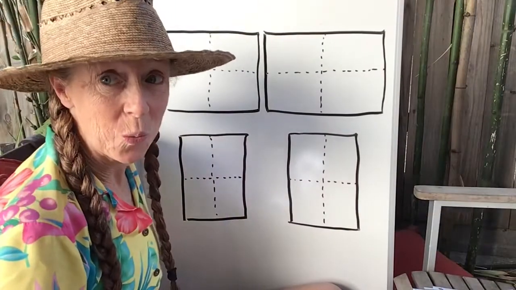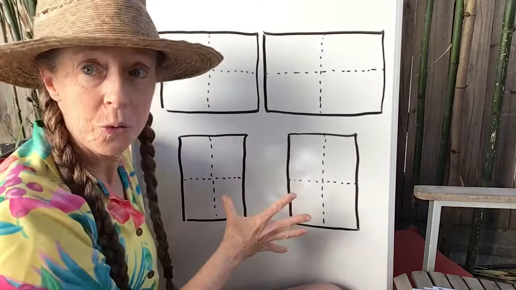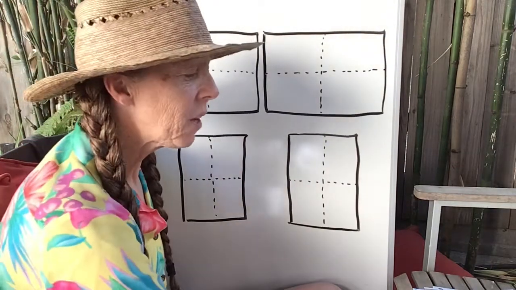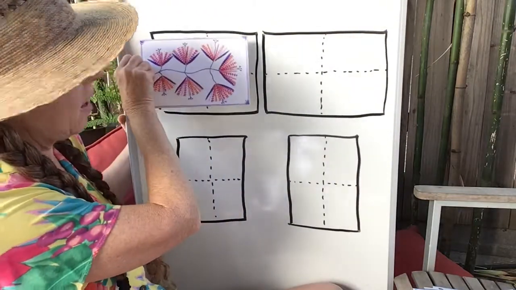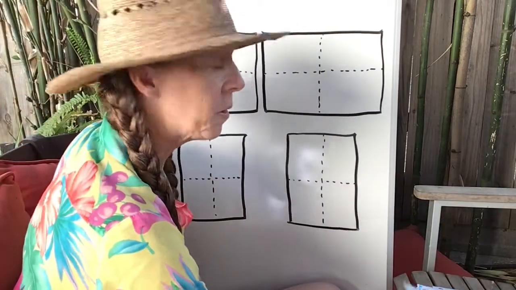Okay, so we are going to sketch out our fans and I'm going to show you how to arrange them in a balanced, aesthetically pleasing way. So you've got your folded piece of paper. This represents half of your 8.5 by 11 piece of paper. And we're going to start out with this design.